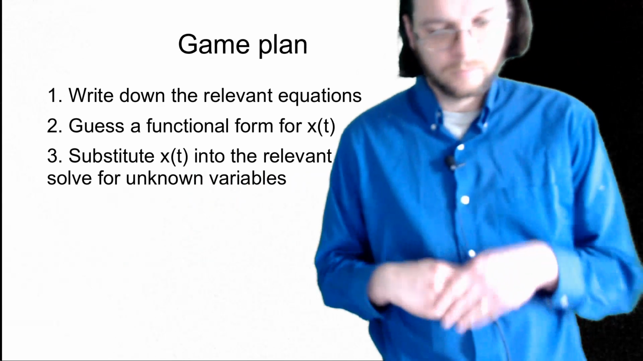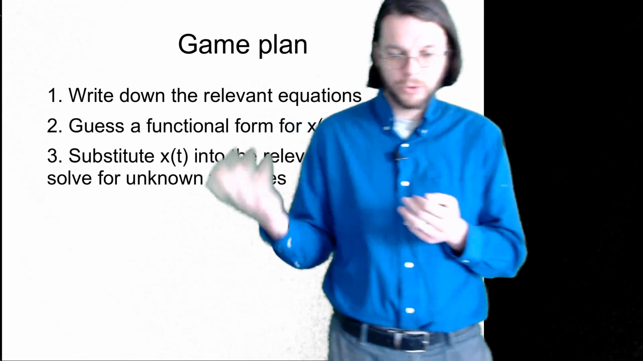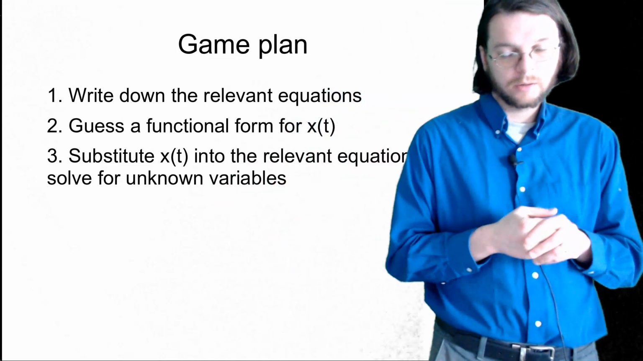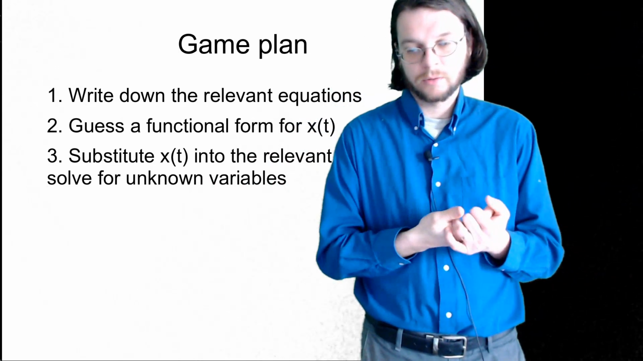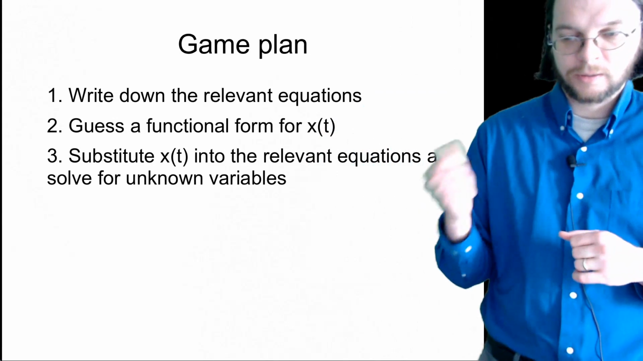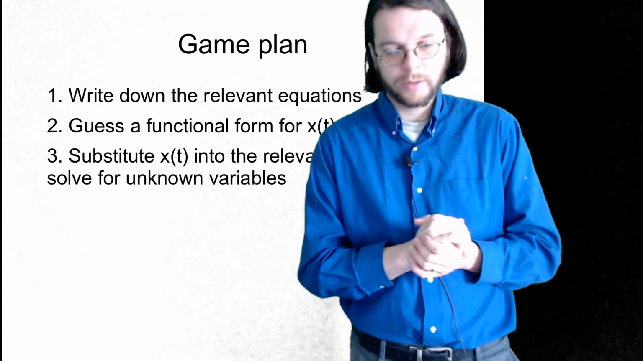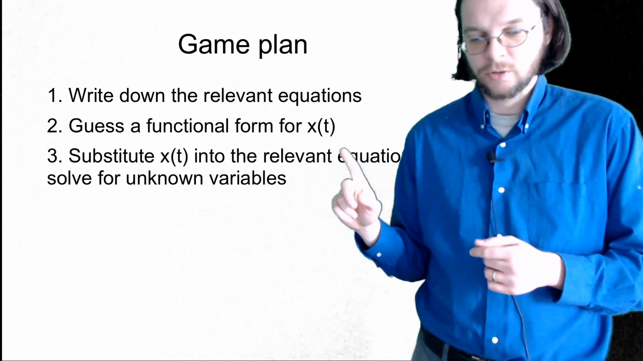Now, here's what we want to do: we want to connect that motion with the things that we know about the system. That includes, say, the spring constant, and the mass that is on the spring. We want to know what that equation is. What is x as a function of t?